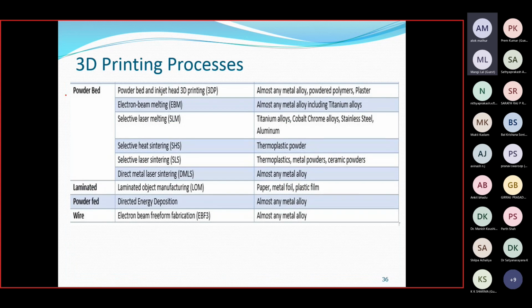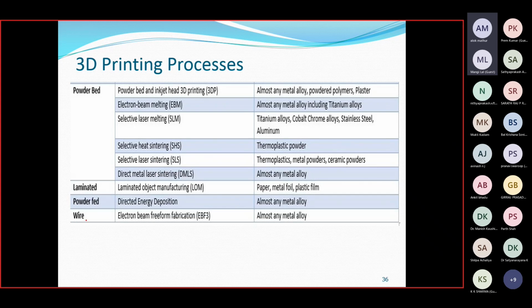Then powder bed. Powder bed has this many techniques. Among that we have studied selective laser sintering, which I have explained also. Many more are there, so you can study. But these are the materials you can use in these techniques. Then laminated techniques are there. The last one is sheet lamination. So LOM is there. So paper, metal foil, and plastic films can be used.